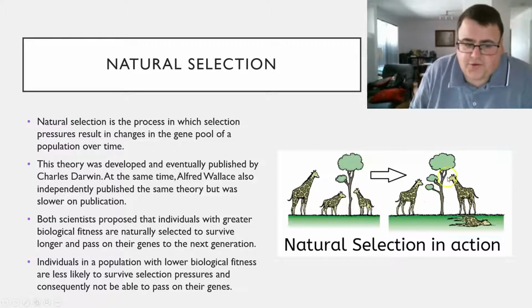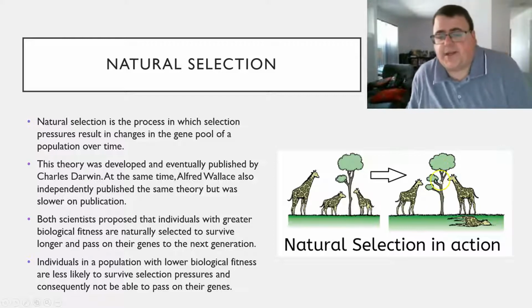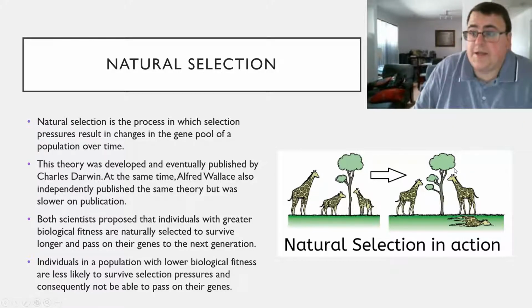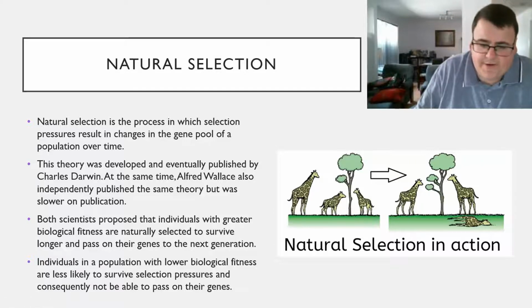Ideally, we credit that to Charles Darwin mostly, but it was actually done at the same time as Alfred Wallace. Unfortunately, Charles Darwin published his book a little bit earlier than Alfred Wallace, a matter of weeks. Therefore, Charles Darwin was credited with it, but both came to the same theory independently. One was just slower to publish it.